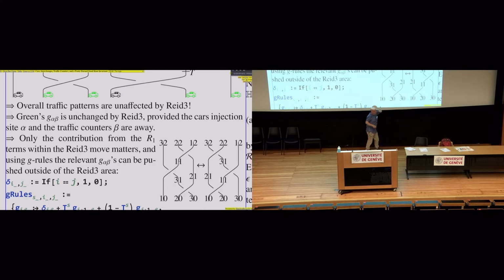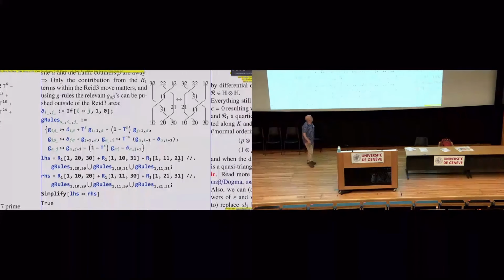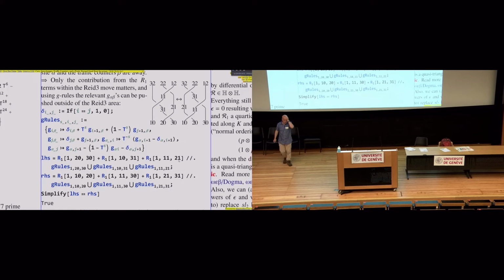But these R1s involve G in places that do change. But I have G rules that tell me that I can move the car injection point up, and I can also move the traffic counters up. I have rules that tell me how to do it. So all I have to do is take this messy quadratic that I get from here, the messy quadratic that I get from here, apply to both of them the G rules, and with luck, I will get the same answer. Now, I have to say that I'm a lazy guy, so I would never do a calculation like that by hand, not when I have the tools.